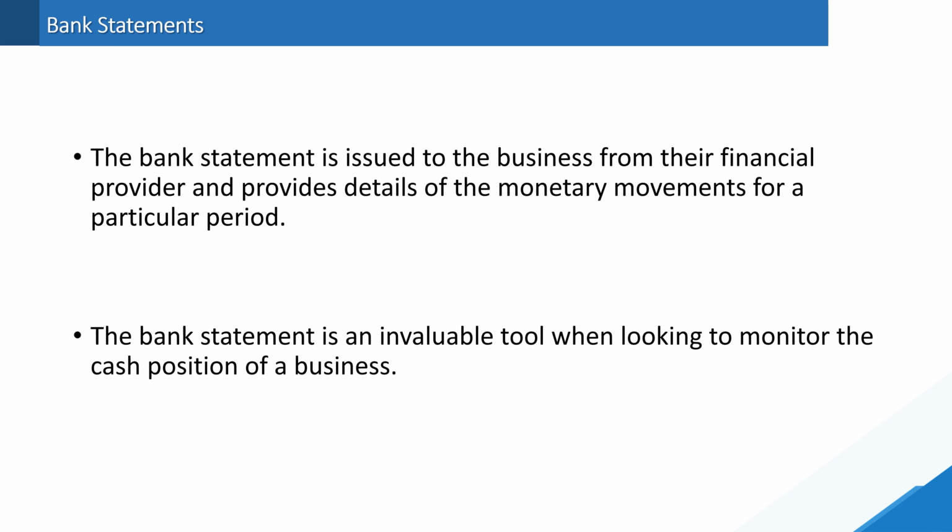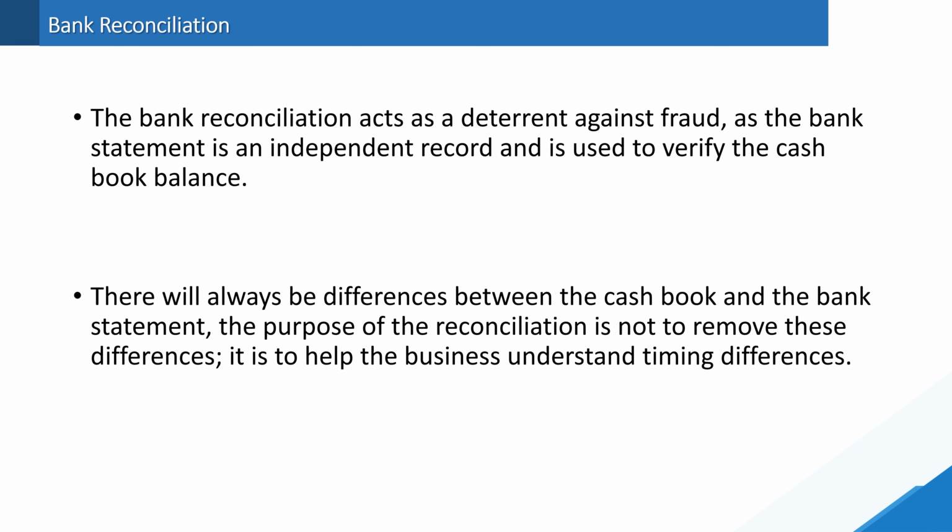Also, keeping a close eye on your bank statements and your cash position will enable us to identify any periods of surplus, or, as we've seen so far in our presentation, where we've had a cash deficit because our bank balance has been overdrawn. In those instances, it's been important because that would help us identify the requirement and the need for a bank overdraft. The bank reconciliation process acts as a deterrent against fraud.